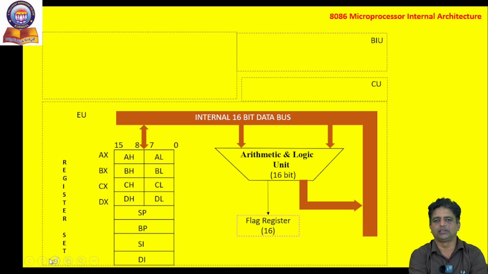A few more registers that we can see in the execution unit are the stack pointer register, the base pointer register, SI and DI, 16-bit general purpose as well as address registers. SI stands for source index and DI stands for destination index register. SI and DI can be considered address registers, and sometimes they can also be used as general purpose registers.